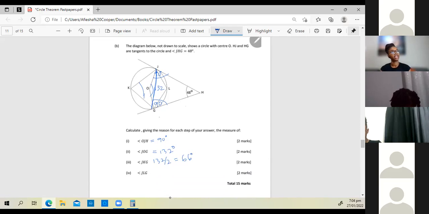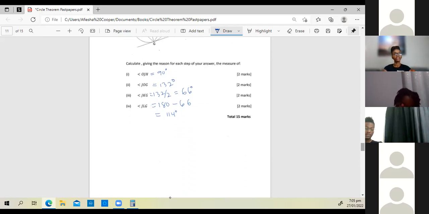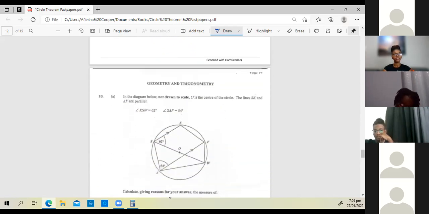JLG. How much is that? Trying to use the straight line. 180 minus 66 is equal to 114. What you said about straight line there? Yeah, you gotta find for the straight line. What straight line? You mean cyclic quadrilateral? 180 minus 66 here. All right, 114. Any questions here? We're going full speed ahead. Jump on the maxi before it drives off.